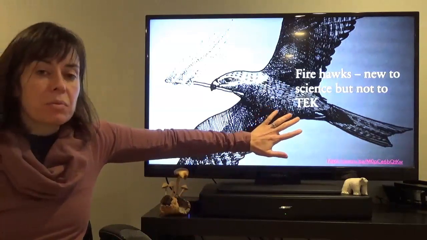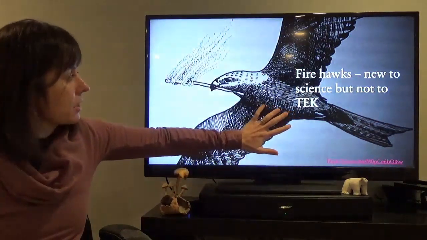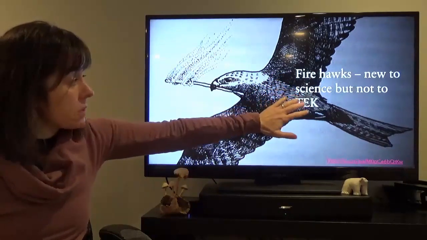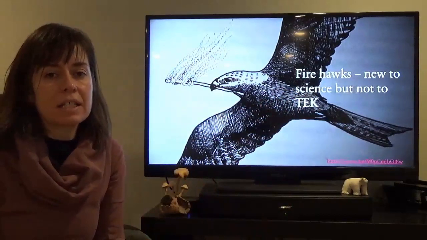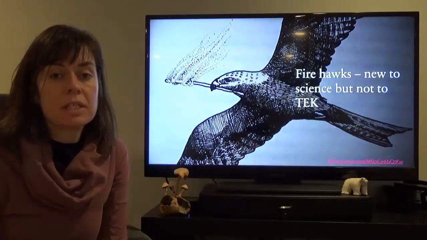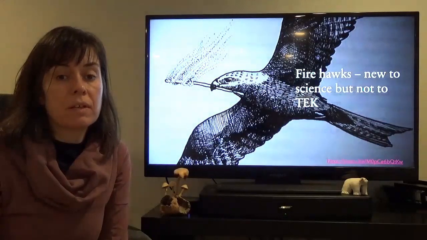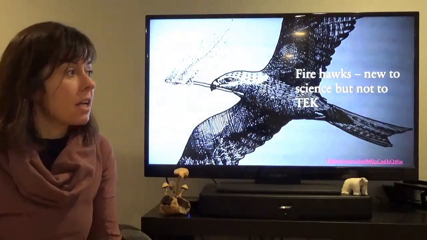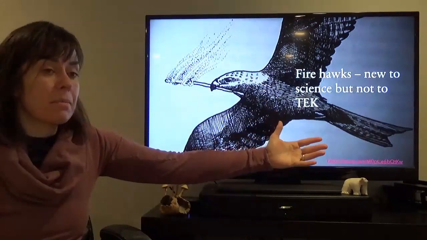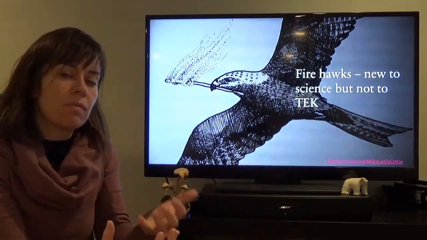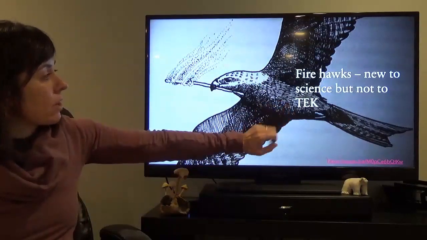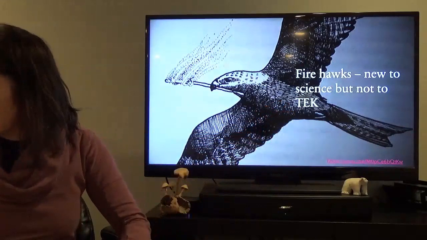This behavior, this really unusual behavior, unusual to the animal kingdom, was documented by scientists, and this was a new discovery to science. But when those scientists talked to traditional knowledge holders in Australia, they realized, oh gosh, this is well known information in these Indigenous communities that these hawks spread fire around the landscape. And so one of the papers that came out of this actually used this Indigenous knowledge to verify the scientific data that was being collected and to demonstrate that this had been happening through time. So firehawks, new to science but not to traditional ecological knowledge.